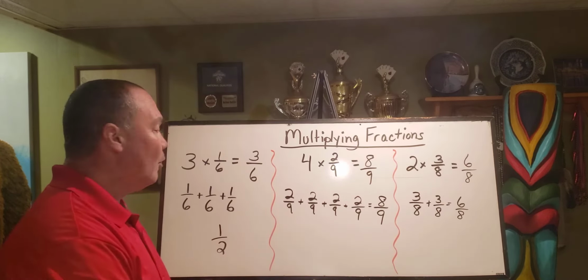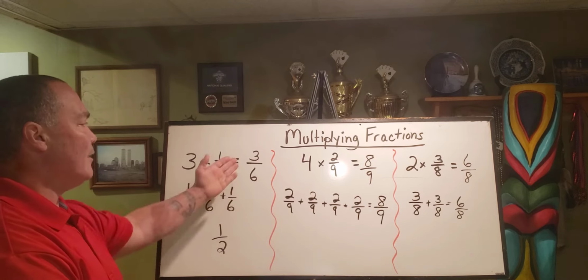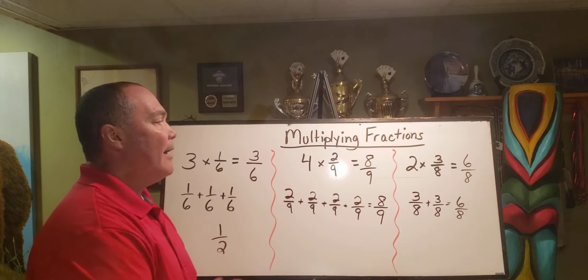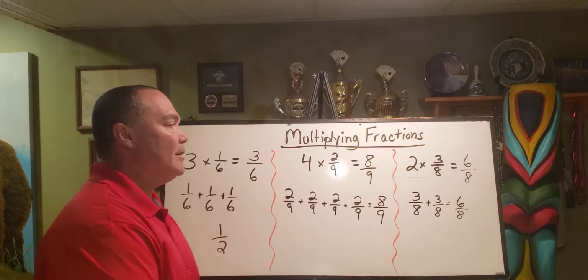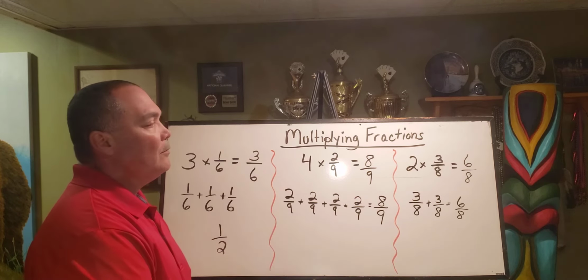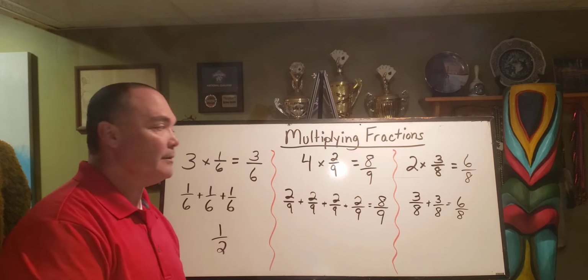So when using smaller whole numbers, we know we can use repeated addition, right? 3 times 1/6 equals 3/6 or 1/2. 4 times 2/9 equals 8/9. And 2 times 3/8 equals 6/8, which can also be reduced. Now, I'm going to pause the video and we'll go into a different strategy with larger whole numbers.